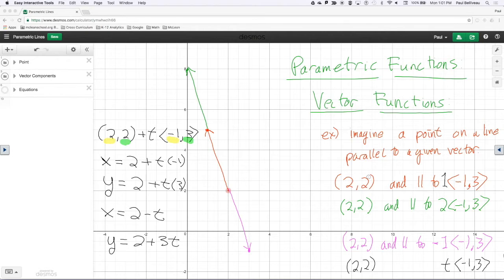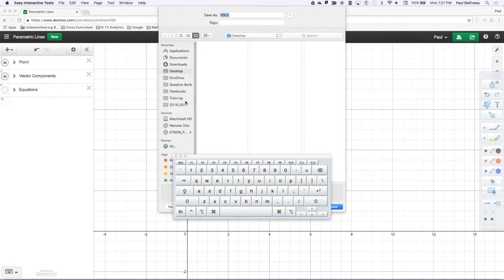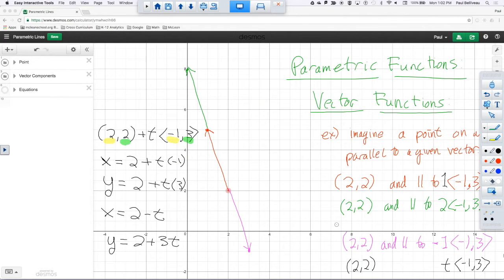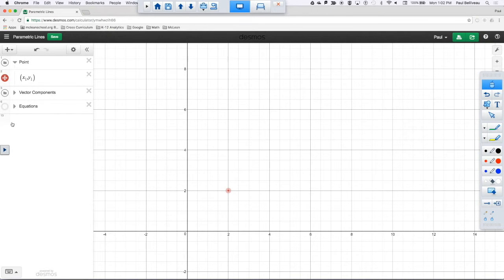We'll see how well I did in a second. I'm going to save this picture for the written notes, because I'm going to have to make it go away now. Let's see how we did. That's the point 2, 2, right? And the vector we picked was -1, 3, right?